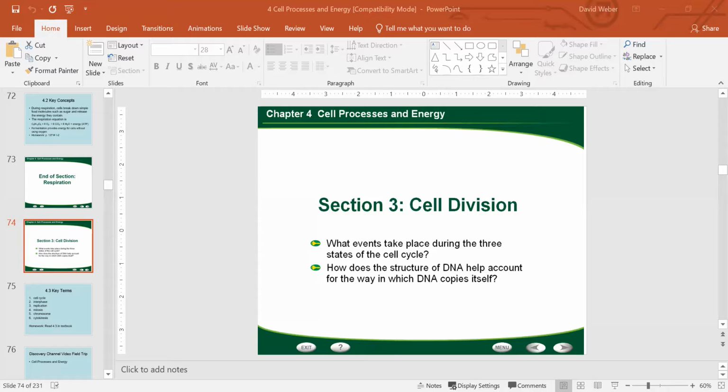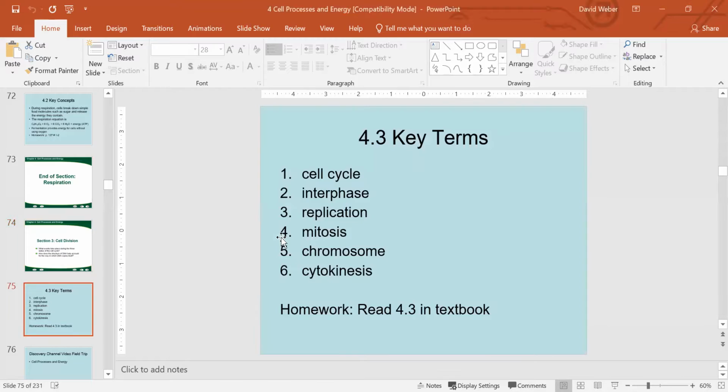So here we go. Cell division. We're going to be covering cell cycle, interphase, replication, mitosis, chromosome, and cytokinesis.